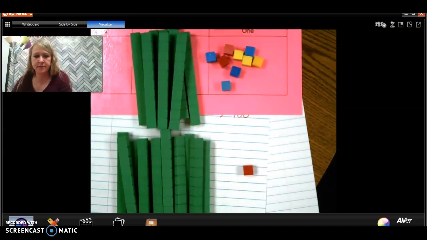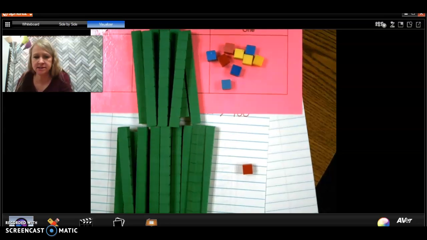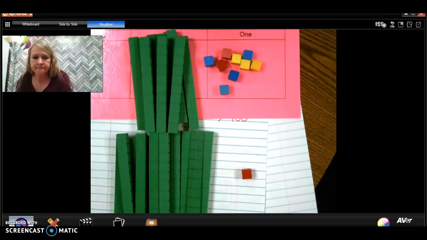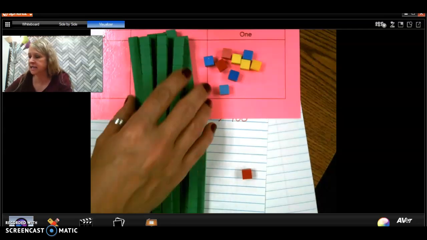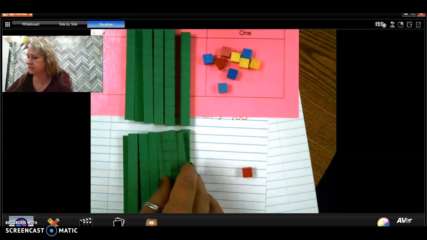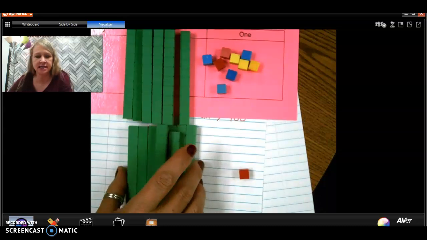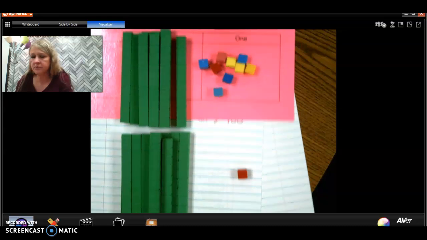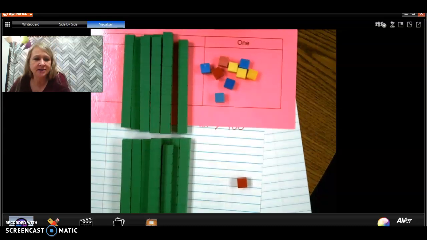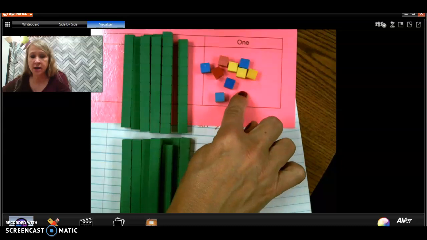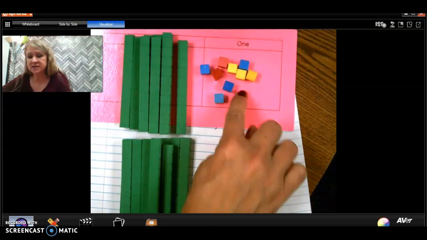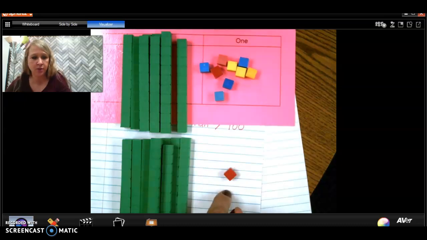Right there. Now, who can tell me what is the same about these two numbers? What do you notice that's the same about these two numbers? That's right. They both have 9 tens. It looks like there's more, but they both have 9 tens. Okay. What do you notice that is different? Different means that they have more ones than this one. This one has 9 ones and this one has 1 one.